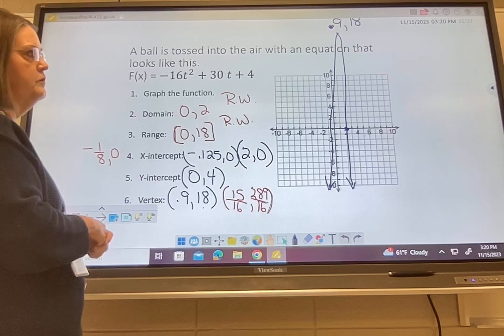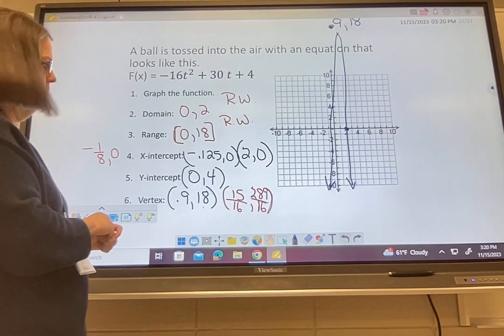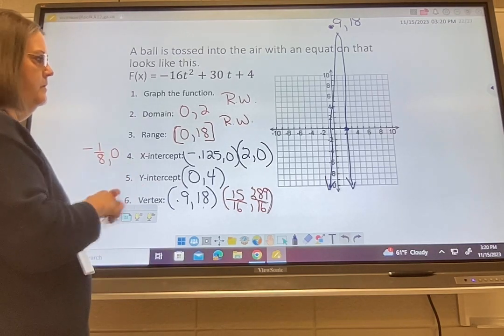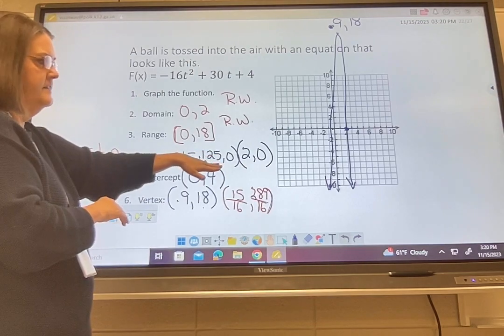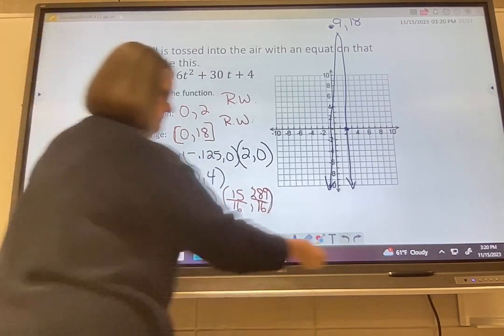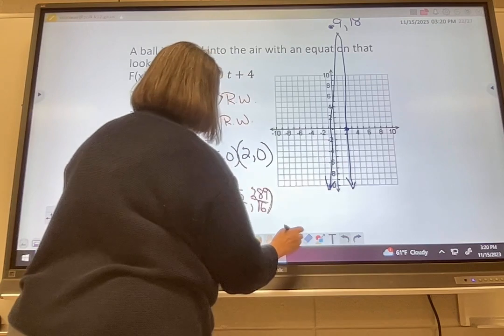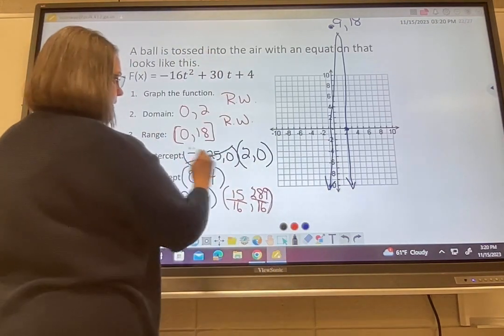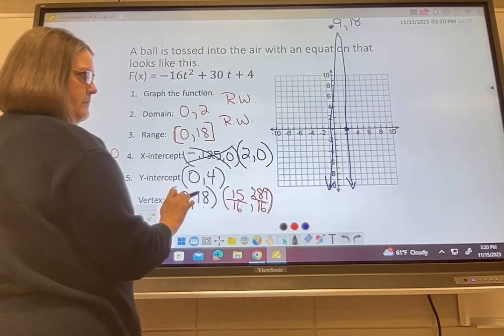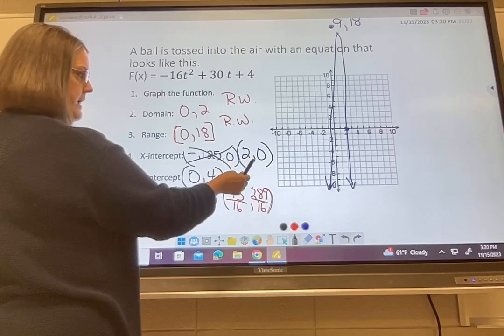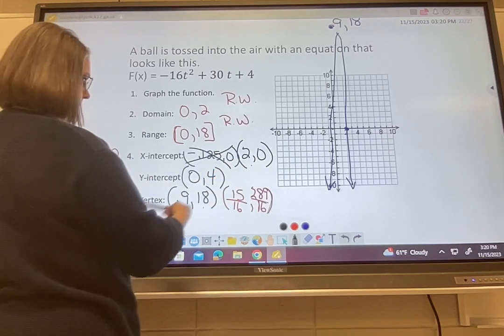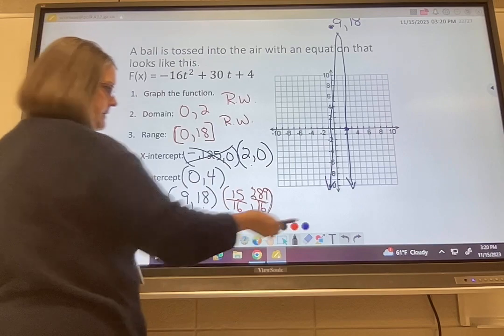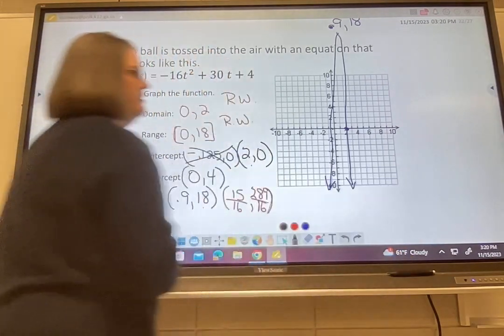So this is a real world problem, and you have to be careful with real world, okay? So in all honesty, would I have this x-intercept in the real world? No, not in the real world. This one right here would go away because we don't have negative time. We either have the time or we don't. So in the real world, there's only one x-intercept, which is right here. Okay. Just making sure you understand that.